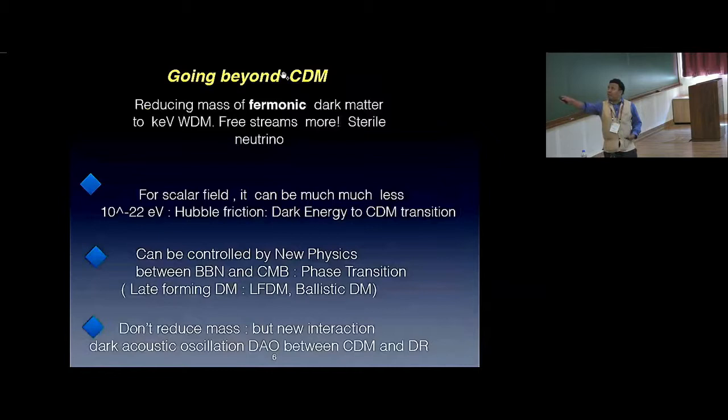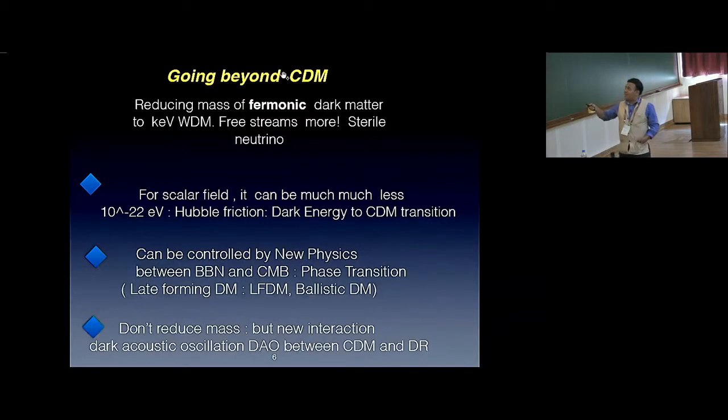The first philosophy is you bring down the mass of cold dark matter from GeV to keV sterile neutrino, and as the mass comes down, it has more velocity, and you free stream a lot, and then you erase the structure, and then you suppress. But there are problems with warm dark matter because it has huge constraints from Lyman alpha, and also particle physics wise, it is not that attractive.